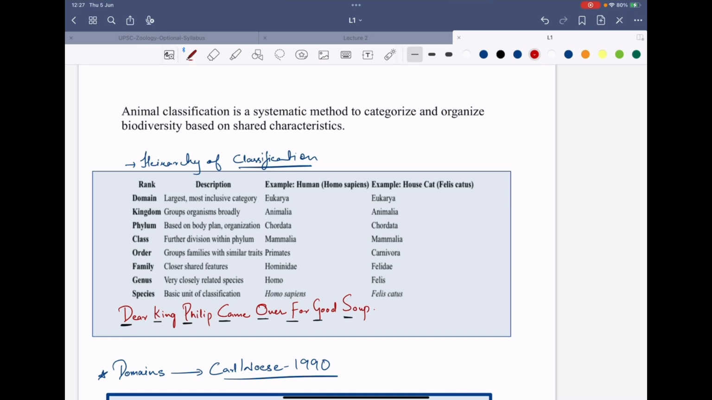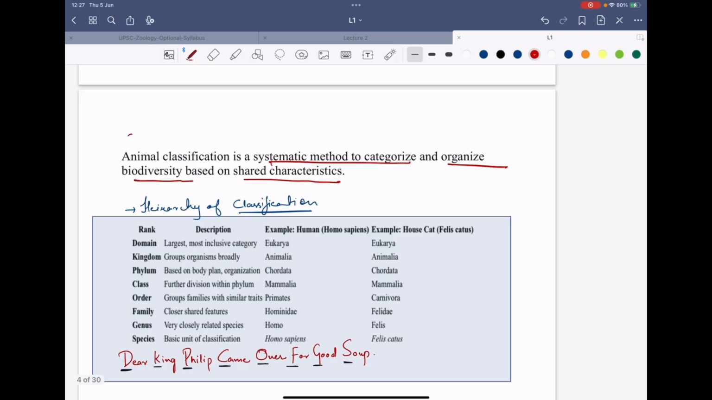If you look closely, what comes under classification is actually a very systematic method to categorize and organize biodiversity based on shared characters. So whenever the question comes, you can introduce classification as a systematic method to categorize and organize biodiversity based on shared characters. If we have plants, these have leaves, branches, chlorophyll.